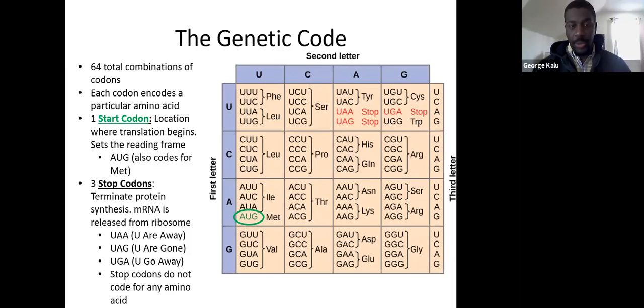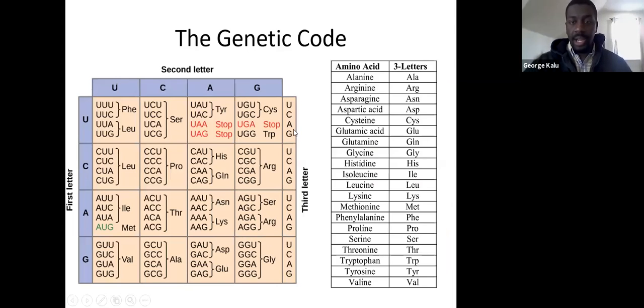Okay, cool. So we'll go through a few more examples, and this will make a little bit more sense here. Like I said, this is the genetic code, and then I have a table over here that tells you the full name of each of the amino acids and their corresponding 3-letter abbreviations. For example, arginine is ARG, that's going to be this guy over here. Asparagine is ASN, which is over here, and so on and so forth. So these are the full names of the amino acids that correspond to their 3-letter abbreviations.